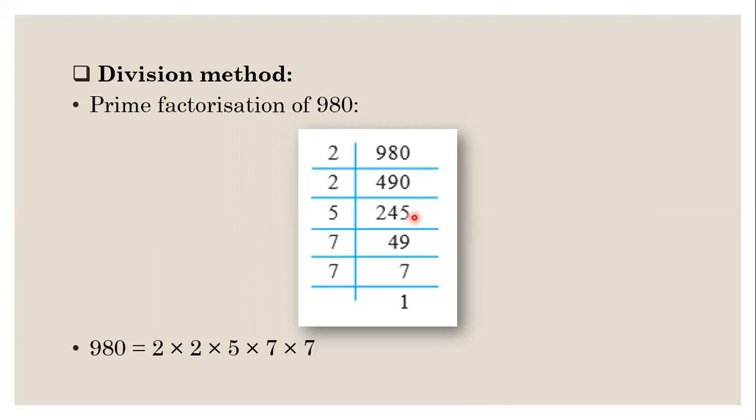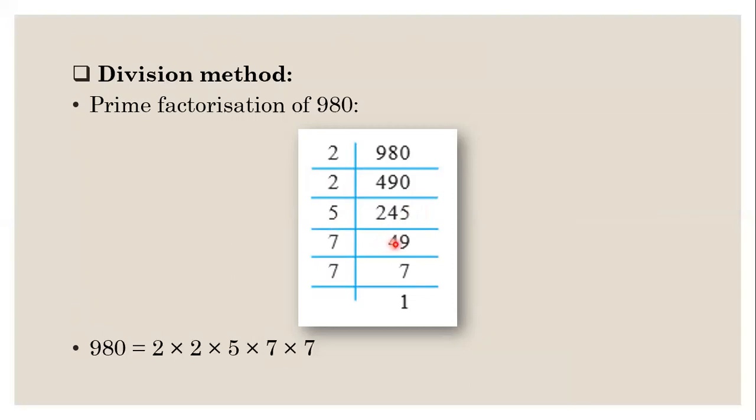That means 245 is not divisible by 2. It is not divisible by 3. Now we will check it by the next number, 5. Can we divide it by 5? Yes, we can divide as the unit digit is 5. If the unit digit of a number is 0 or 5, then the number will be divisible by 5. So we can divide 245 by 5. And on dividing 245 by 5, we will get 49 as the quotient.